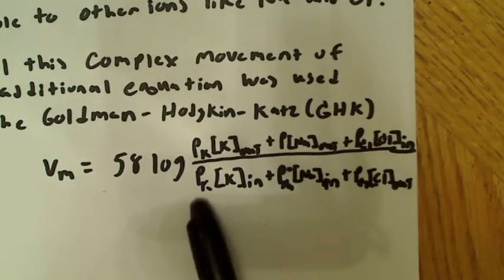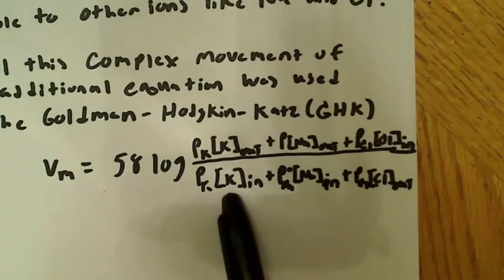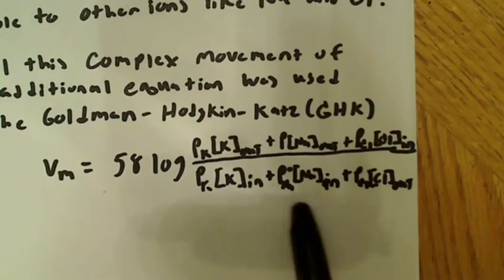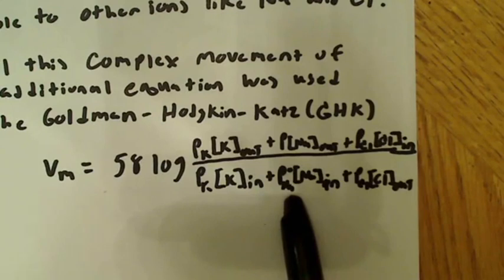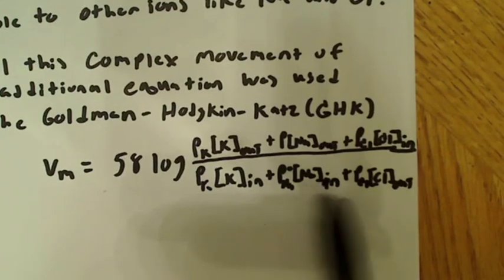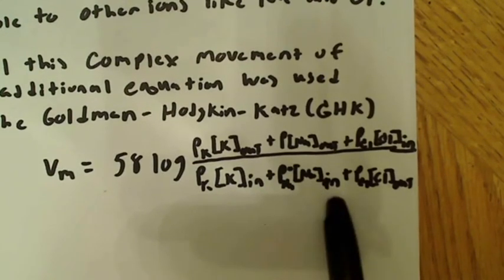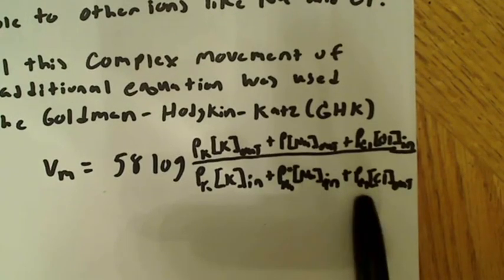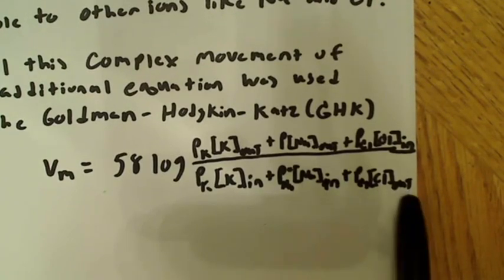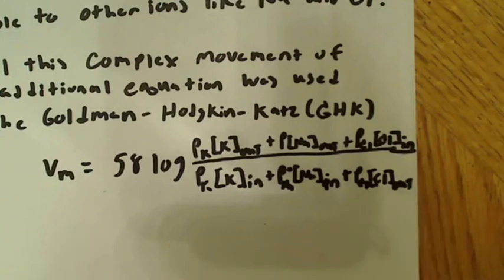And the same thing on the bottom here: this is the permeability constant for potassium times the concentration of potassium inside, plus the permeability for sodium times the concentration of sodium inside, and this is the permeability of chloride times the concentration of chloride outside, okay? So it's a long equation, it seems a bit complicated, but it's really not. It's actually quite easy to use. So I think we have enough time to look at a problem.